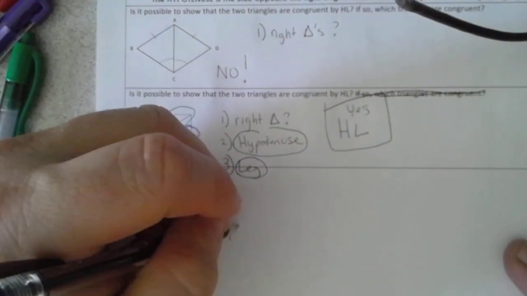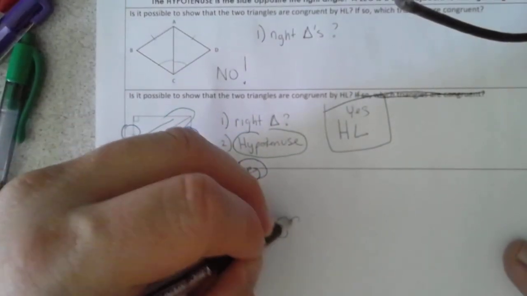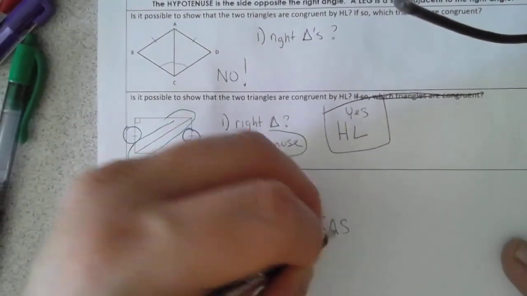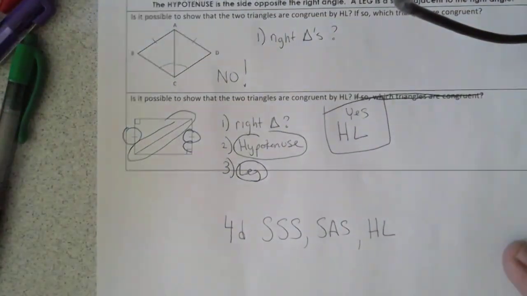So what I want you to do is get some practice. Most of today's assignment is multiple choice. Could you please take a look at 4D? It's side, side, side, side, angle, side, and hypotenuse leg.